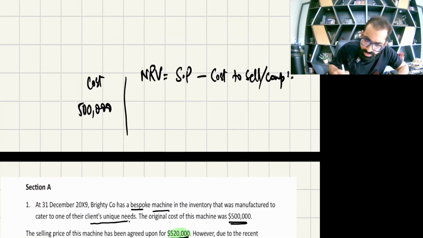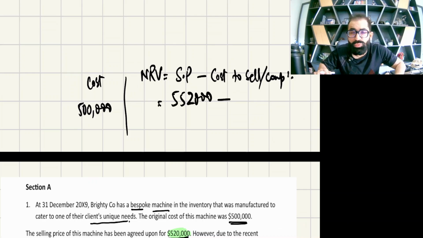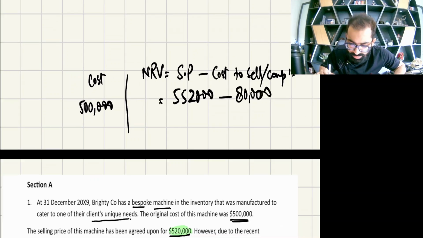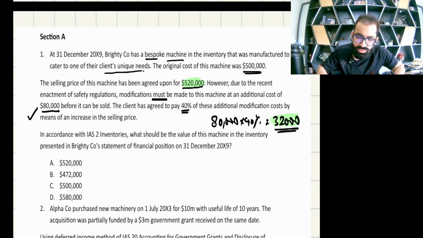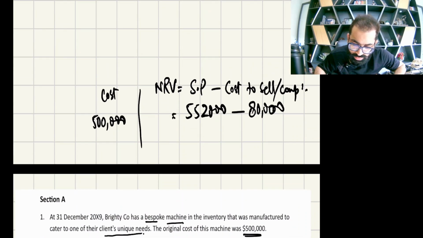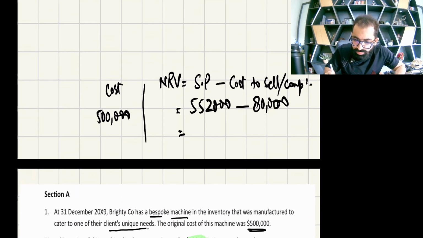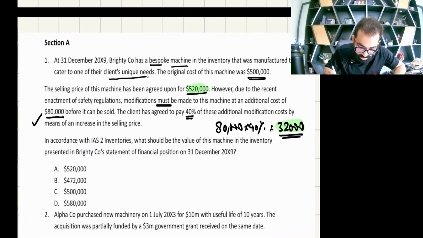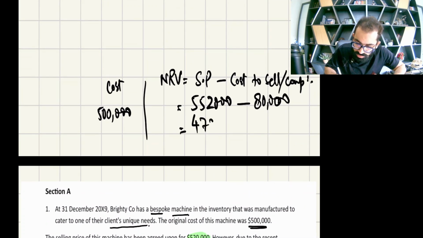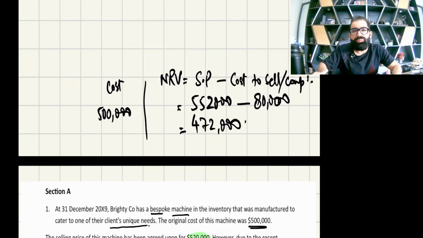So it will be 520,000 plus 32 is 552,000, your revised selling price, less cost to complete of 80,000. Without this 80,000 cost, you cannot sell it. So 552 minus 80 is 472.